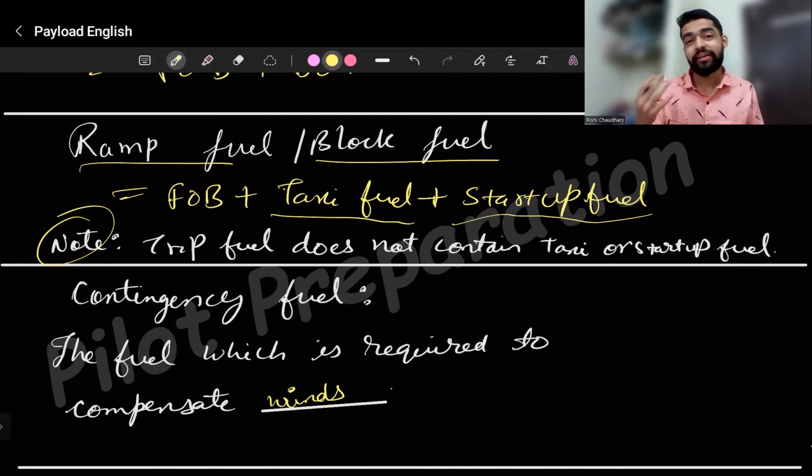So sometimes you need reserve fuel. You need reserve fuel, not trip fuel. Why am I saying reserve fuel? Because again, this type of fuel should not be getting consumed. So this will not come under trip fuel. It will come under reserve fuel. Okay, so this is also done.